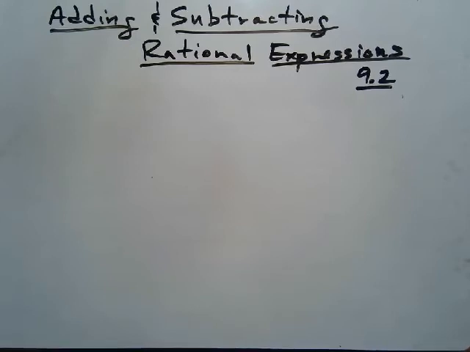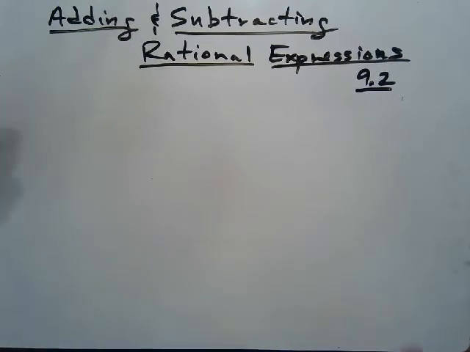All right, let's take a look at the next section in your book. This is section 9.2, adding and subtracting rational expressions. Now, I'm sure you're aware of the fact that adding rational expressions is more complicated than multiplying, and the reason is that we have to get a common denominator. So let's quickly review how that would look.